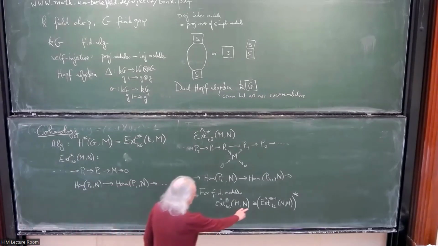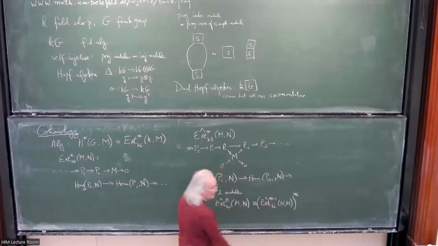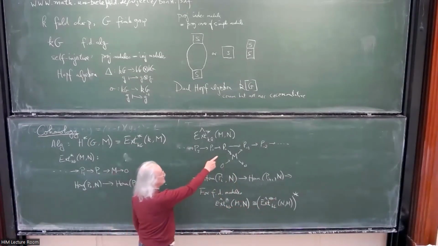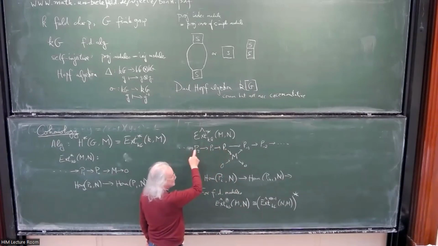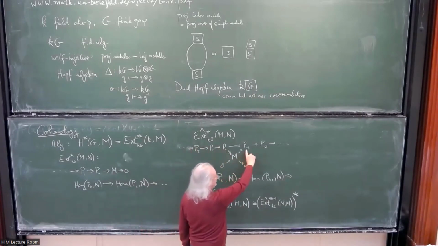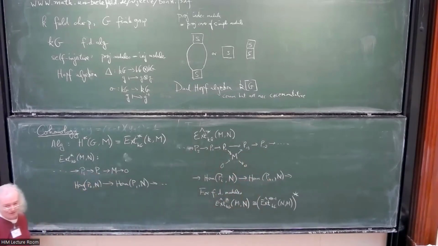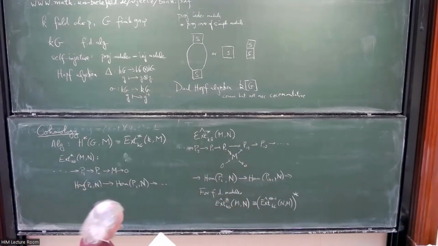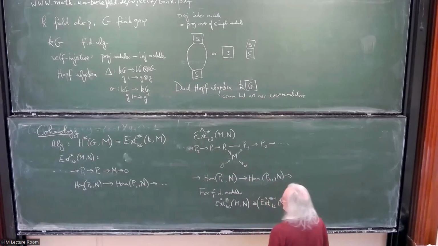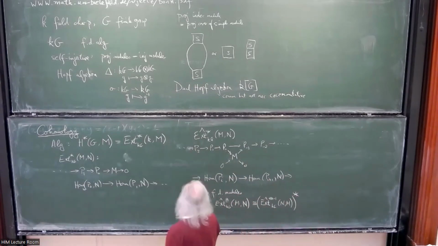You may wonder where this minus 1 comes from. Well, you'll notice that the projective resolution started with 0 and the injective resolution started with minus 1, which is sort of one off. Okay, so that's what you do if you're an algebraist.